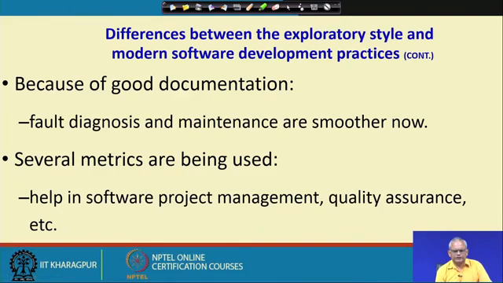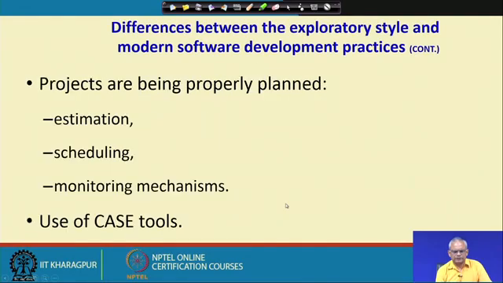Because good documents are now produced, later maintenance becomes easier. Several metrics are being used to determine the quality of the software, software project management, and so on. There are many project management techniques being used, like estimation, scheduling, monitoring mechanisms, and also CASE tools are being used extensively.